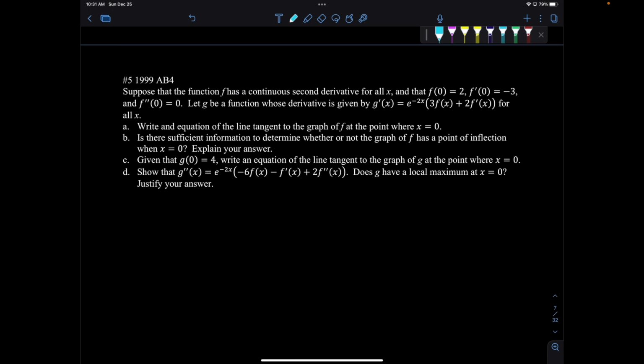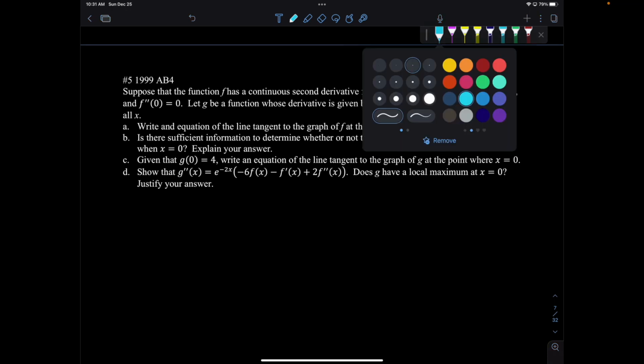(1999) AB4. Suppose the function f has a continuous second derivative for all x, that f of 0 is 2, f prime of 0 is -3, f double prime of 0 is 0. Let g be a function whose derivative is given by g prime is e to the -2x, 3f of x plus 2f prime of x for all x. Okay, write the equation of the tangent line at 0.